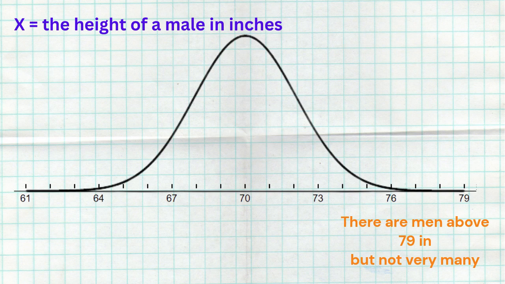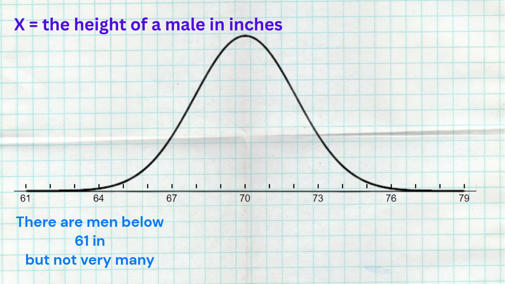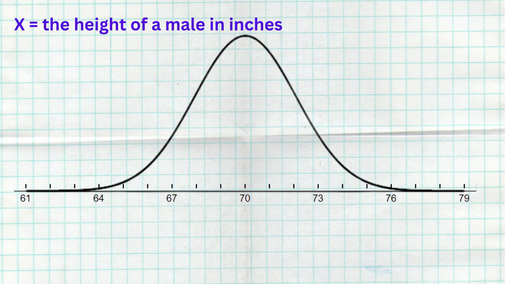That section of the graph is not very dense. And the same thing when we go down the left, we see 61. There are just not very many adult men that are below 61 inches. Now, does that mean there's none down there? No, there's definitely some down there, but again, a very low proportion, which means it'd be a very low probability for a man to be down there. Why? Well, most men are closer to 70 in the middle.